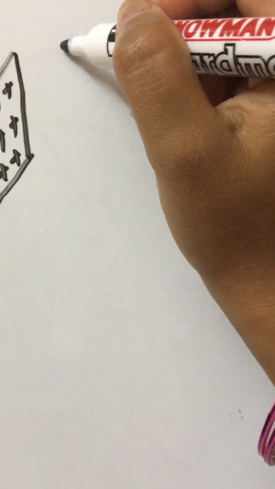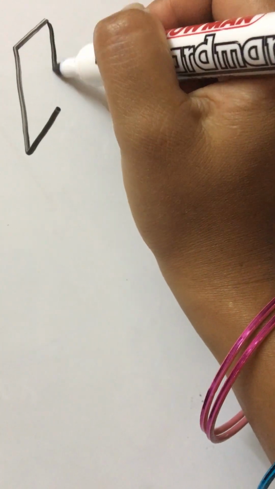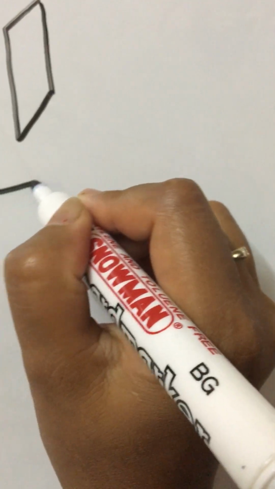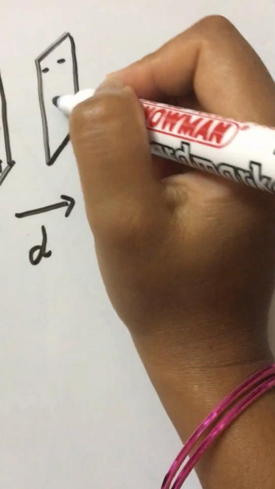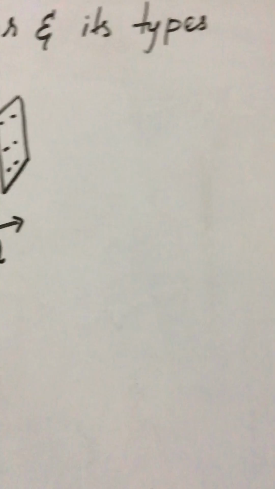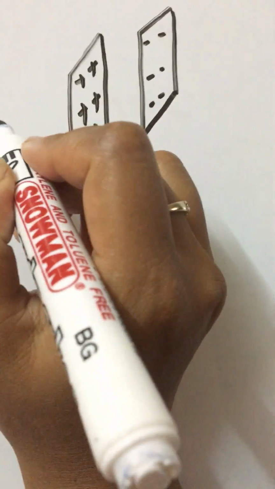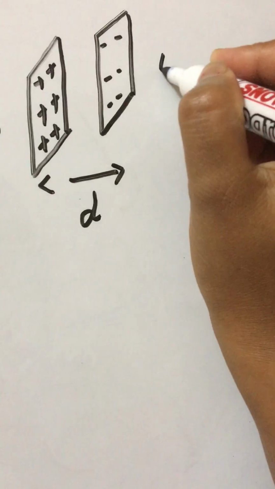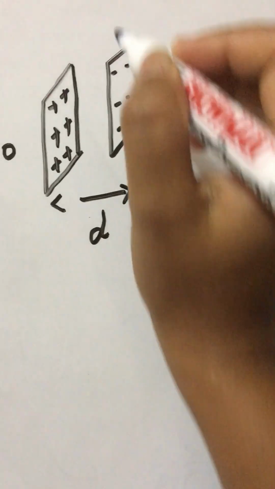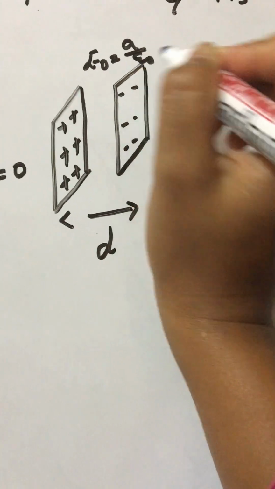But if I keep another plate very near to it, let's say the distance between the plates is d. Then we had done in Gauss law, Gauss theorem, that outside the plate the electric field is zero, right? Outside the plates the electric field is zero, while in between the plates the electric field is sigma by epsilon naught.